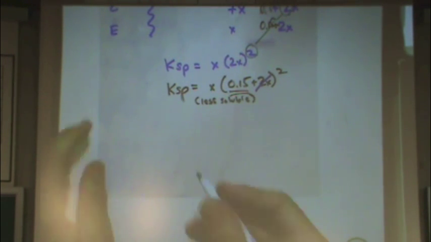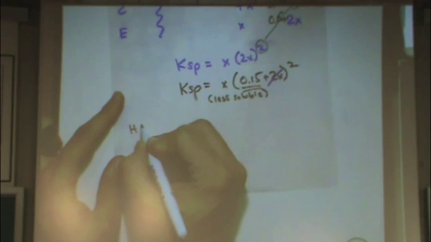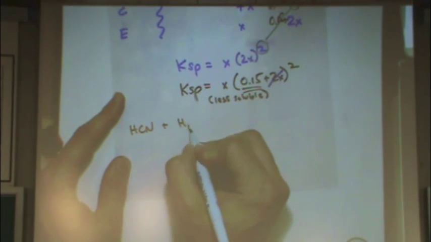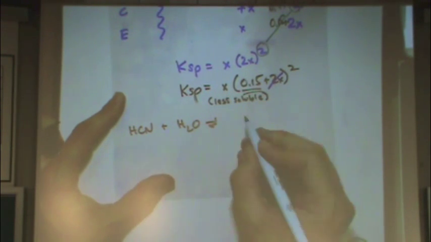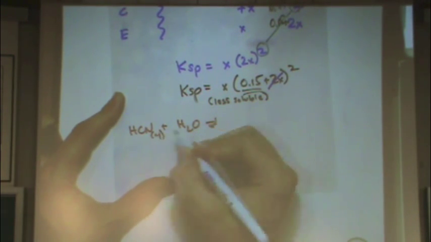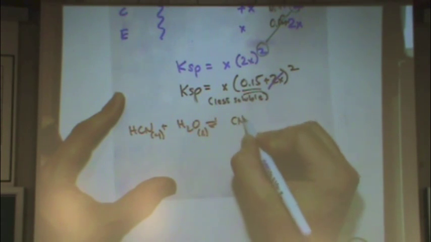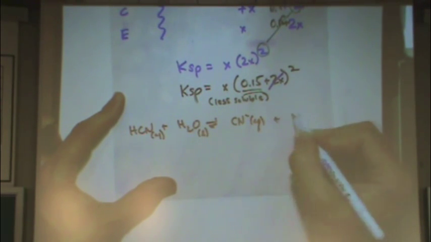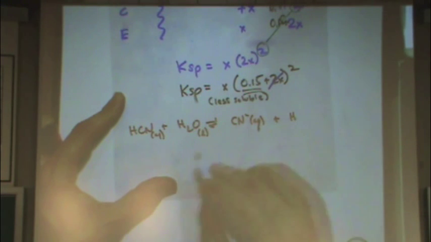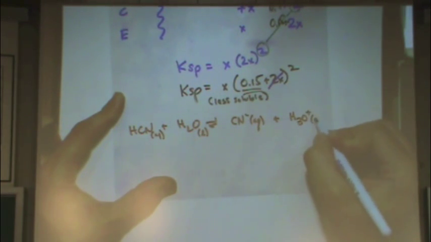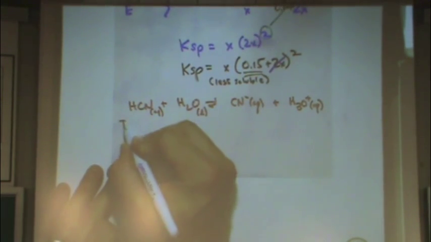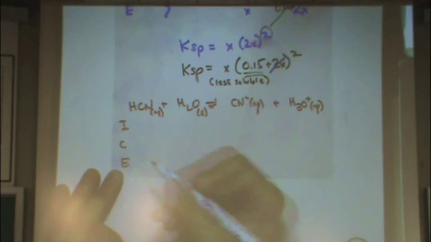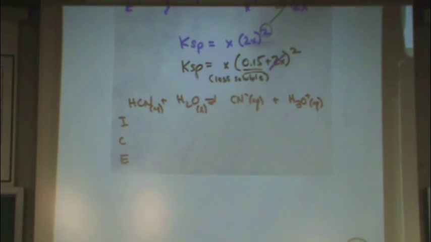Well, let me write out the possible reaction. Let's say HCN plus water. This is the general reaction for an acid. You should be able to write this, given the acid. This is aqueous, the water is liquid, goes to CN minus aqueous plus H3O plus aqueous. Okay, there's our reaction. Typical, now I'm going to do the same thing, ICE. We'll typically, in these kinds of problems, ask you for pH. That's our favorite thing to do with acids or bases.